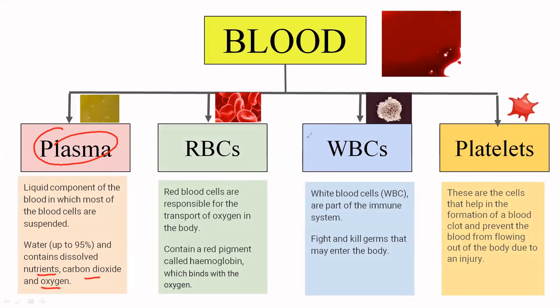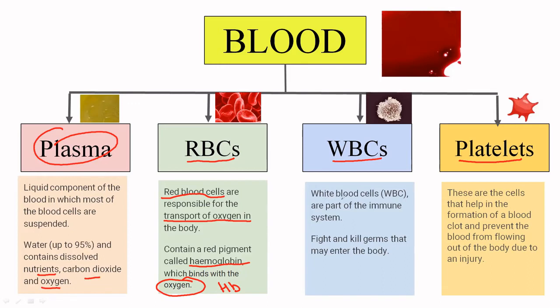Blood consists of different types of cells like RBCs, WBCs and platelets. RBCs are red blood cells or red blood corpuscles. These RBCs are responsible for the transport of oxygen in the body. RBCs contain a red pigment known as hemoglobin, which binds with oxygen and helps in transporting oxygen in our body.